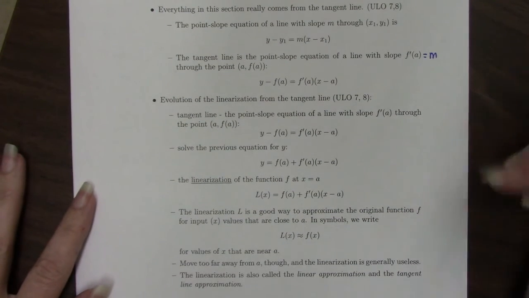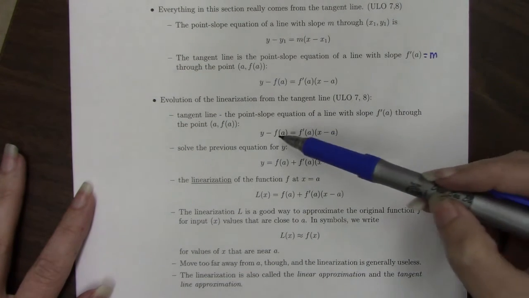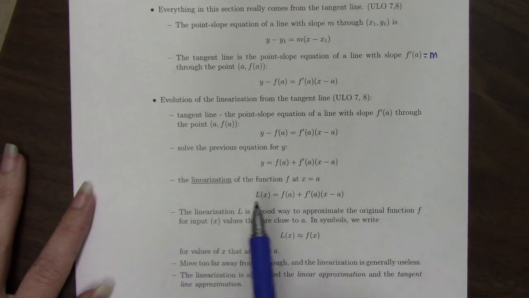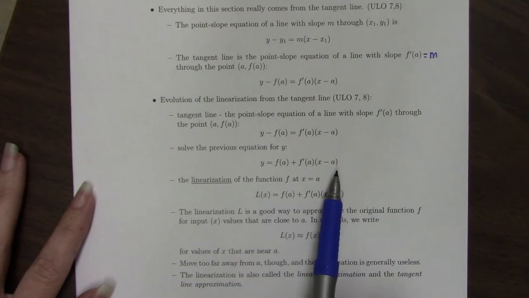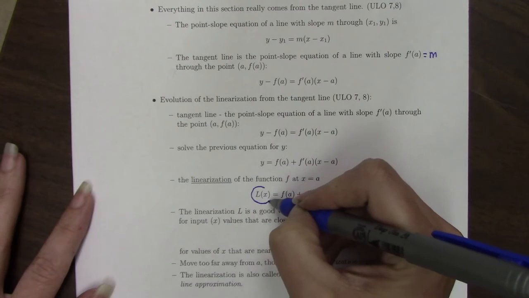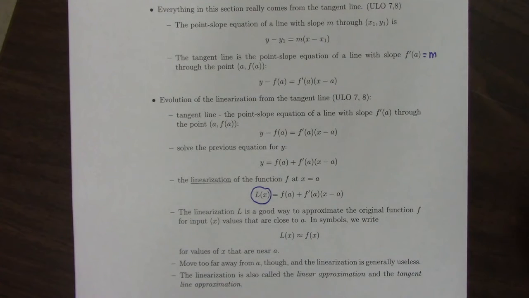Now we're going to take this expression and modify it further to form the linearization equation. So here's our tangent line. If we solve that previous equation for y, which means we take the f of a and add it to both sides, we get this as our result. This new equation is called L of x, where capital L just stands for linearization. We use this new form of the tangent line, the linearization, to predict or estimate multiple values of the original function.